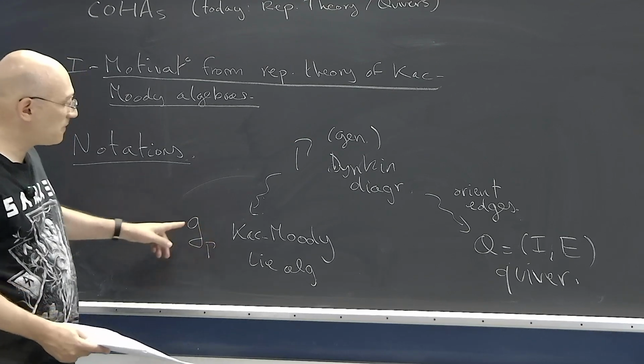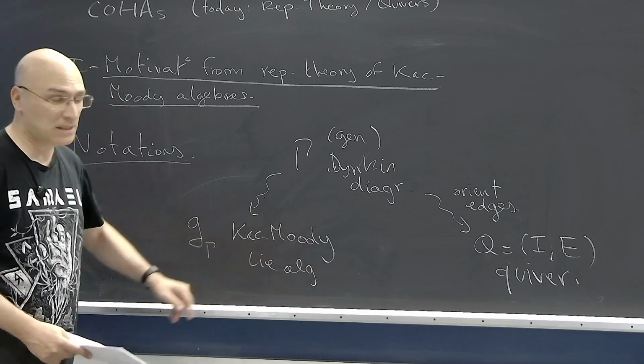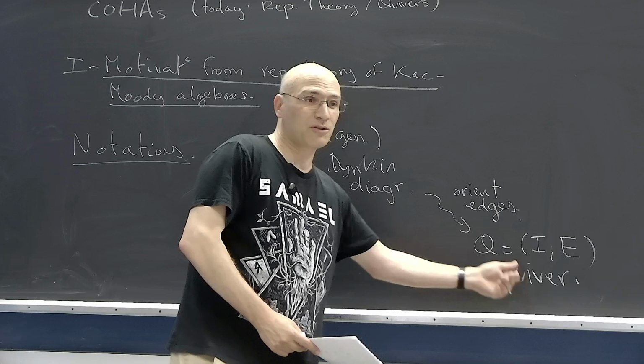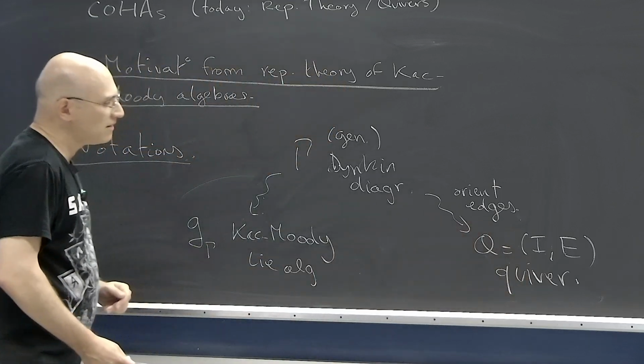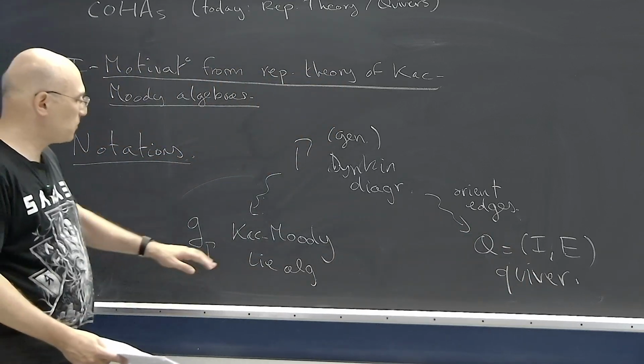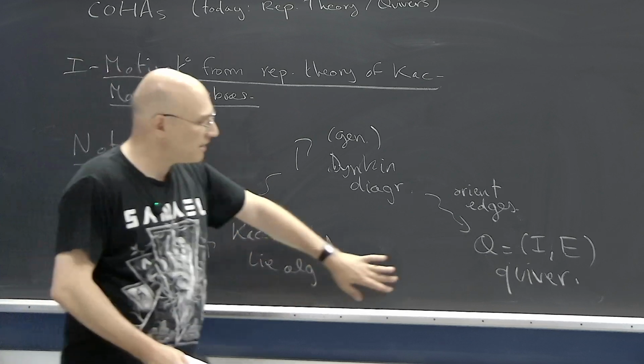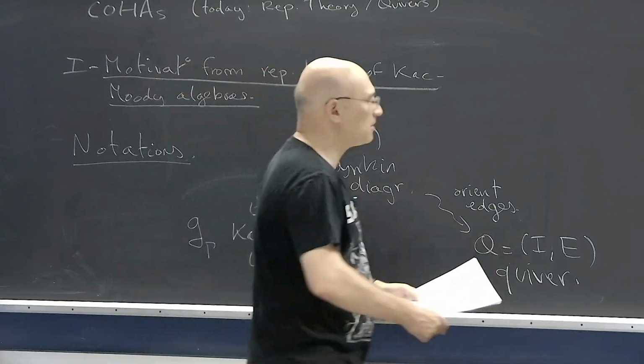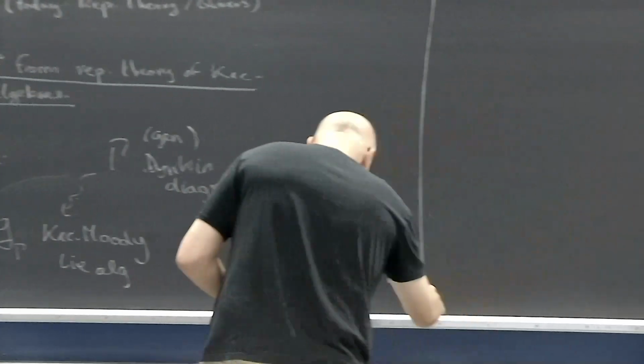So what I want to do today is I want to explain to you how one can get information from Kac-Moody Lie algebras from the representation theory and geometry of quivers, and also vice versa. So I will first start by giving you some notations about Kac-Moody algebras, and then some notation about quivers, and then state some theorems, old and classical theorems that relate the two.